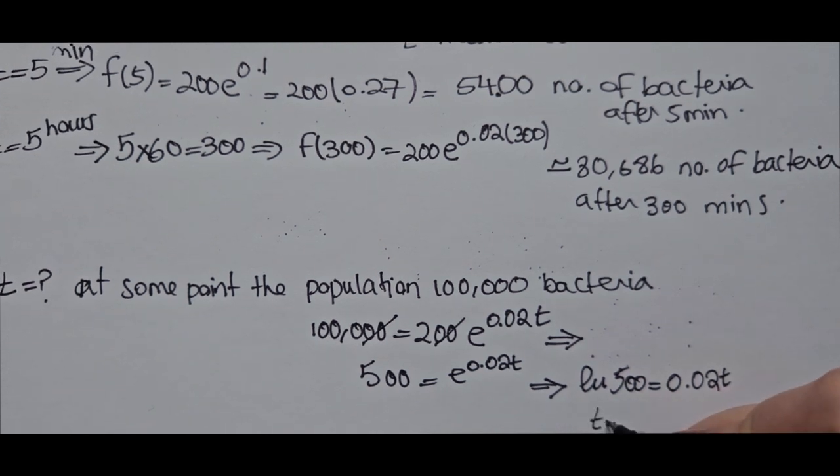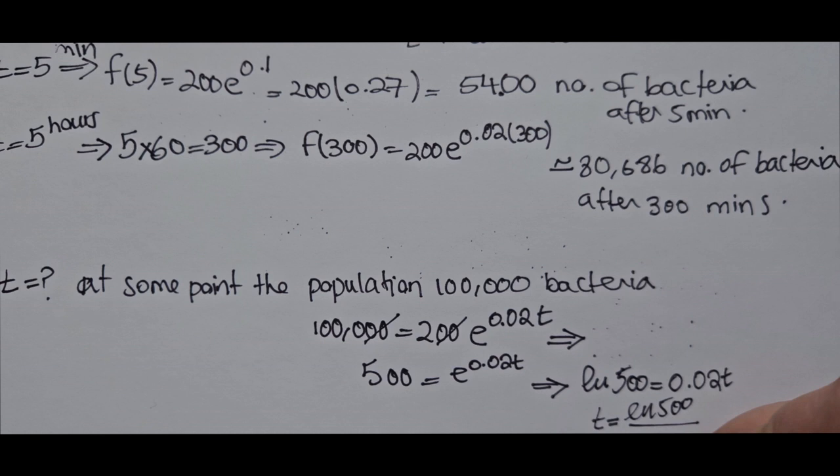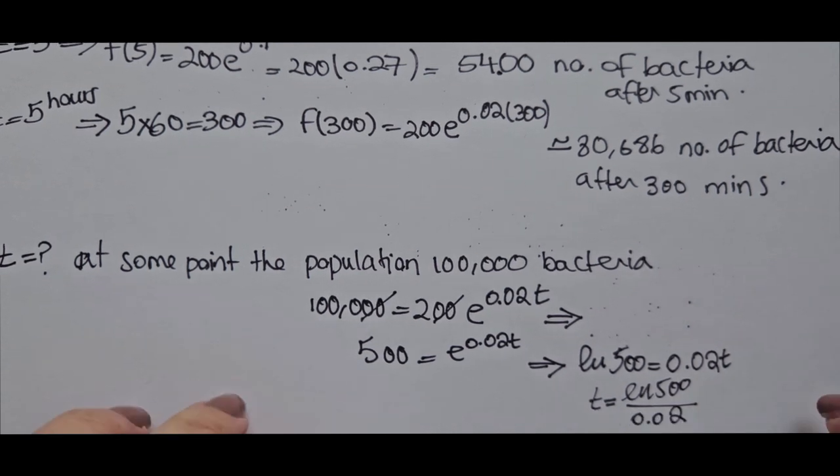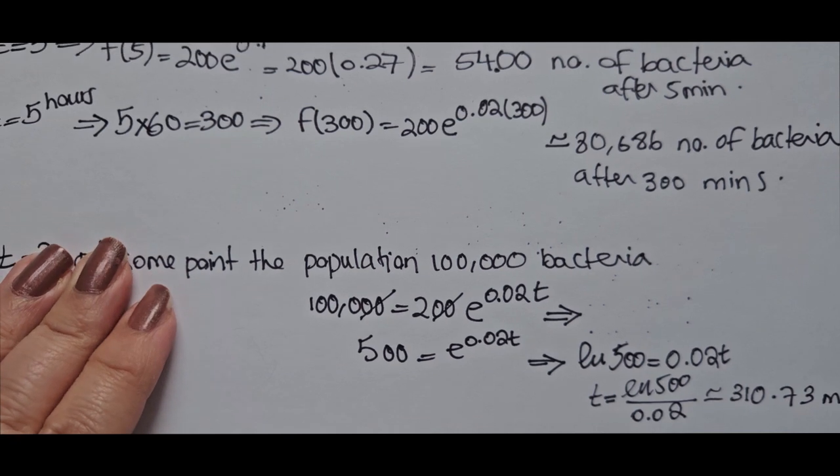And the final answer would be ln 500 divided by 0.02, and then the answer would be around 310.73 minutes. Okay, remember the unit of time was minute. So here, you have to do exactly the opposite. They give you the population and they ask you to find the time in which a specific event occurred. Let's do another example similar to this one.